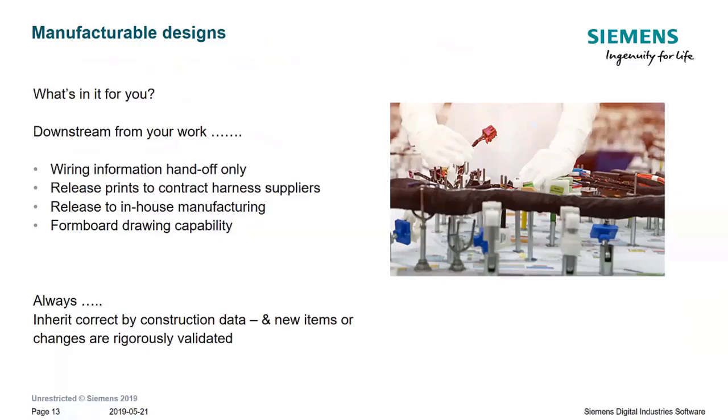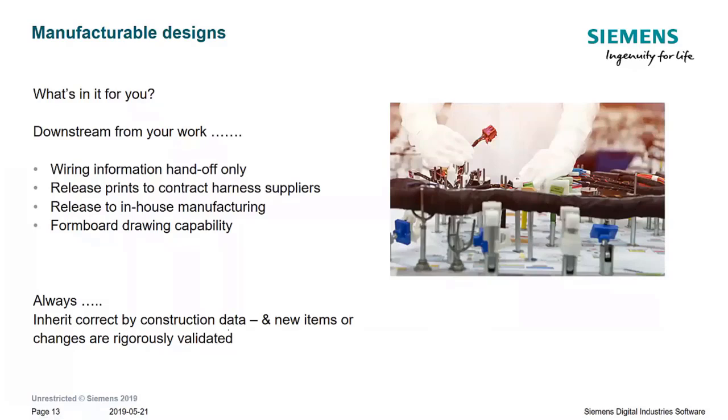The next thing I just want to touch on is the end goal of both wiring diagrams and harness designs, which is manufacture and manufacturability. There is, as I've already mentioned, a form board drawing capability in Solid Edge harness design. There's also the potential here for you to decide what makes sense in terms of when to hand off, what to hand off, and to whom to hand off.